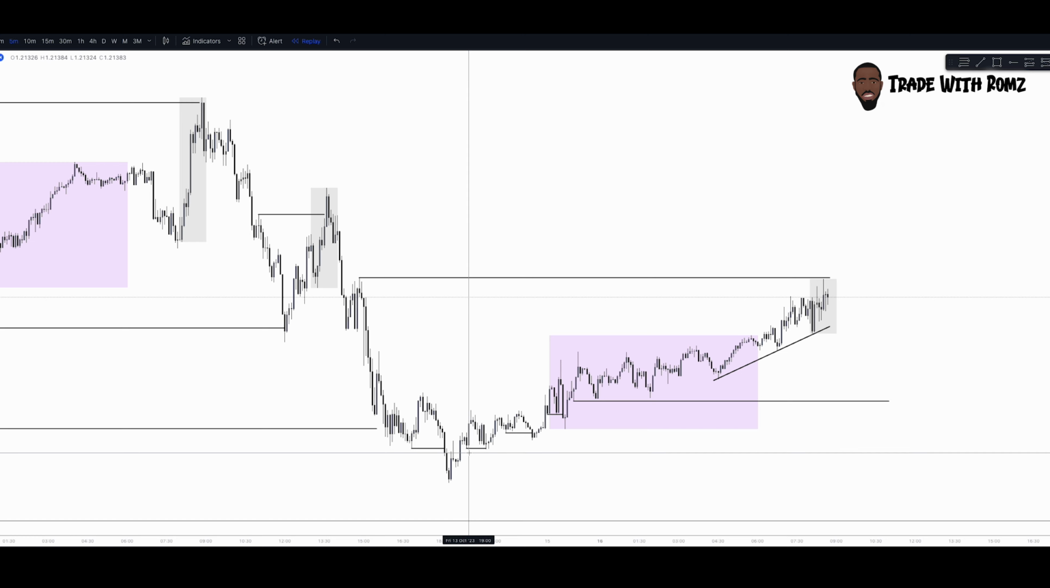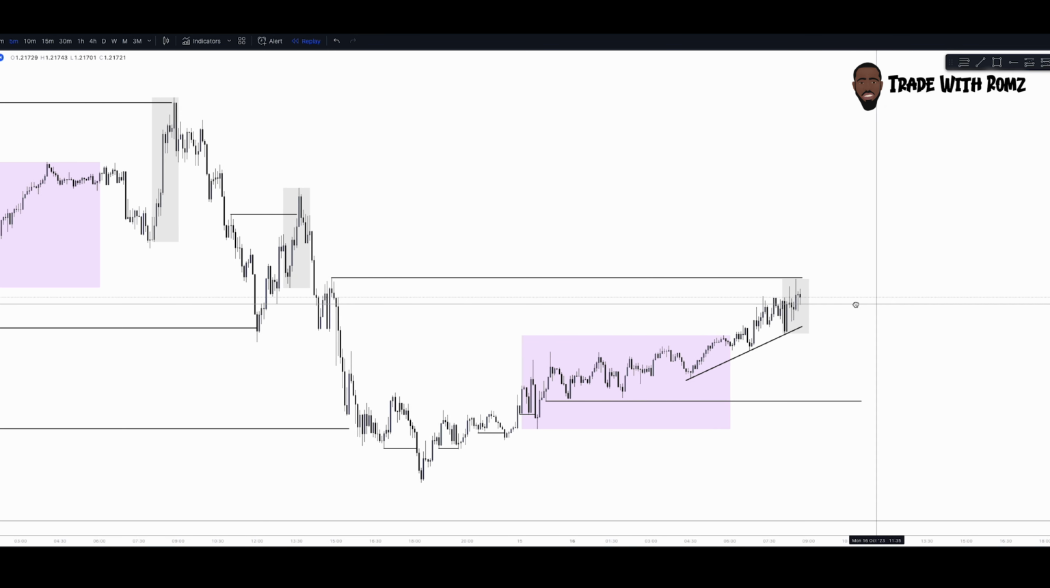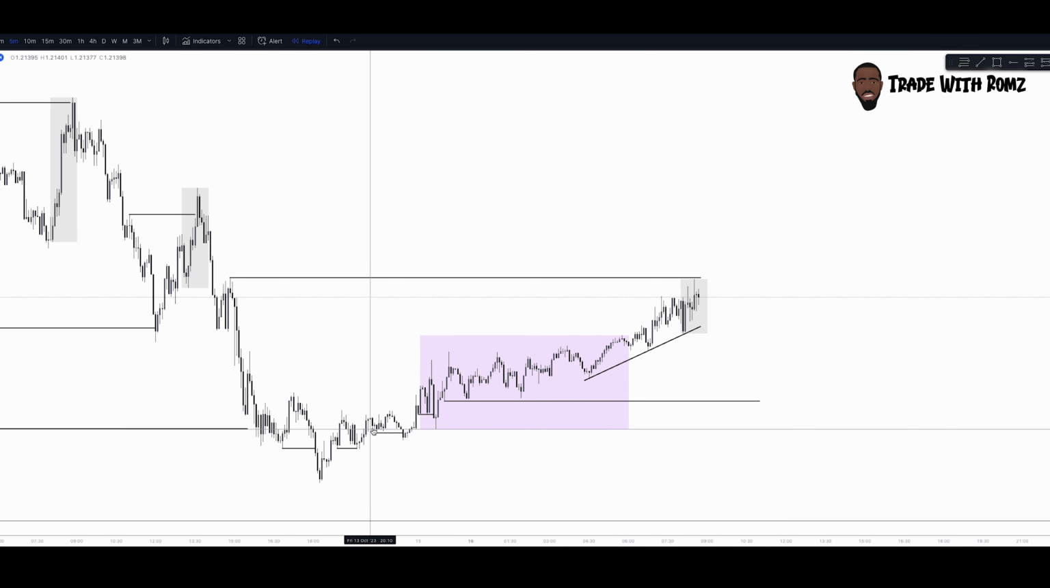You've got a low, right? A low taken out, and then price goes higher. A low taken out, price goes higher. Equal lows here taken out, price goes higher. And it keeps happening again and again. So you can see here, these are the opportunities to get in.